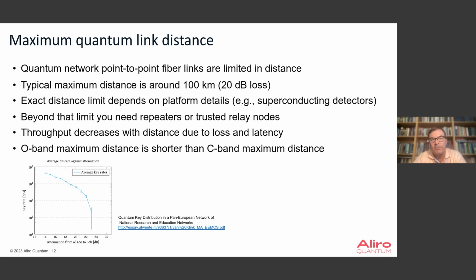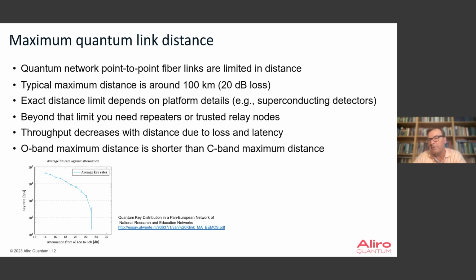In this particular example, at around 23 decibels, which is a little bit more than 100 kilometers, the throughput drops down to essentially zero. Because of this, beyond 100 kilometers, you need some sort of relay mechanism to extend the distance of the quantum link. And that relay might be a trusted relay node, or a quantum repeater, or a quantum router, or a satellite. And we'll discuss those options a little bit later.